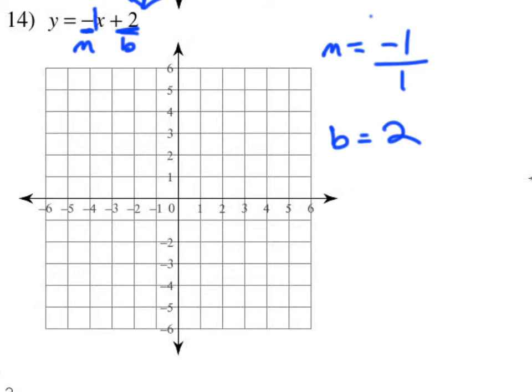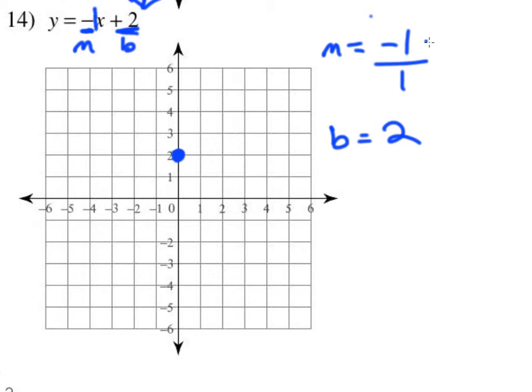So let's think about this. Which one do we start with? Again, we start with B. We begin here. We begin with this positive 2 on the y-axis, not the x-axis. Over here, not over here. Begin like that, and then we're going to move. Now here's the difference.